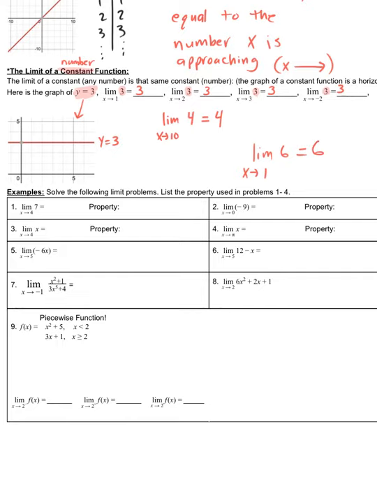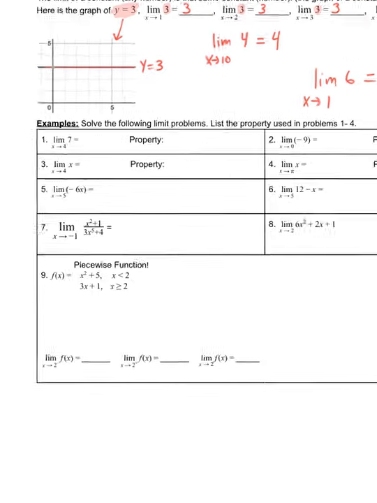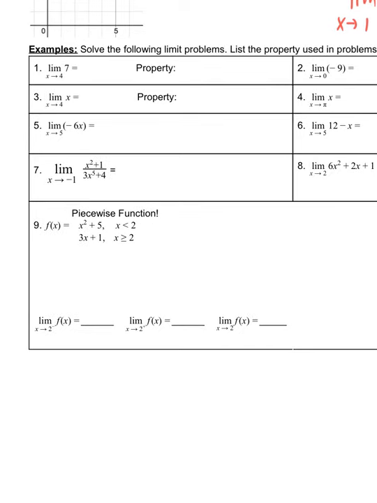Now we're just going to practice. Number 1: the limit as x approaches 4 of 7. Well, this is a constant, so it has to be the same, and that property is limit of a constant. Now you're not going to have to list the properties, I just want you to make sure you know these.